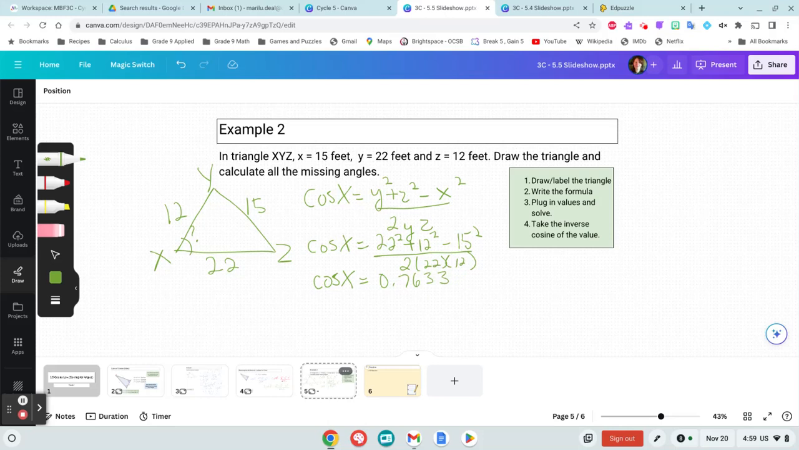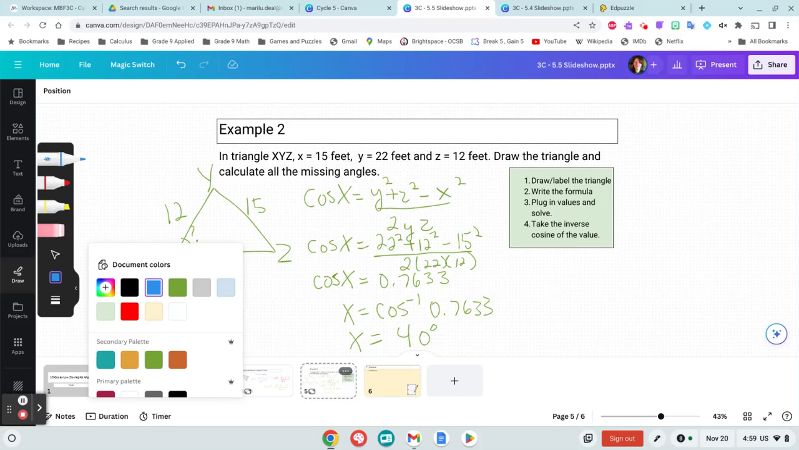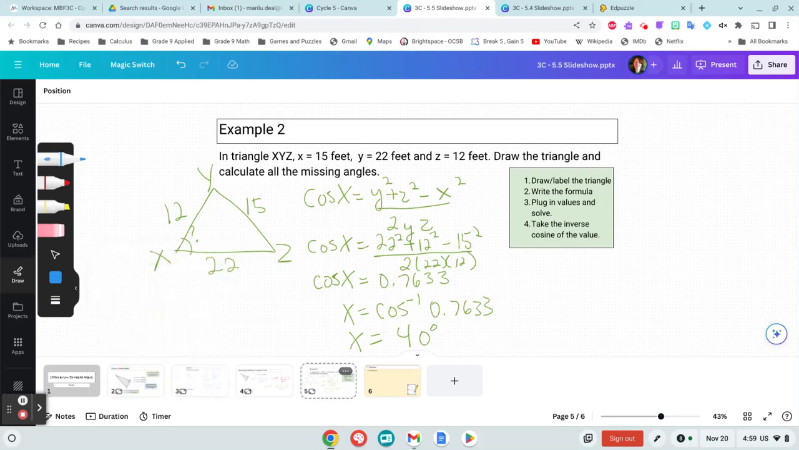But then I'm not done because I haven't actually got the angle yet. So I need to do the inverse. X equals cos negative 1 of 0.7633. So X equals 40 degrees. Now, the question is asking us to find all the missing angles. I just found that this X right here is 40 degrees. I could do the cosine law again for one of the other angles. However, now that I know what X is, I can actually use sine law.